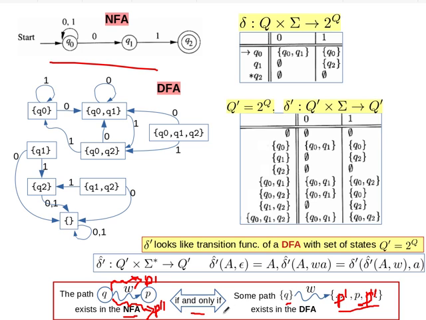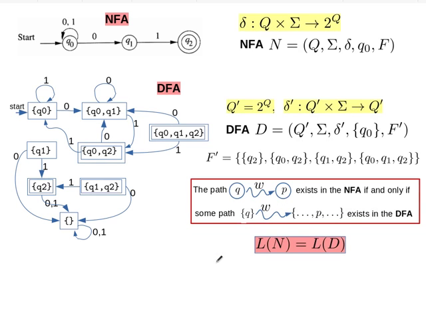So with this you can easily see that we can consider this DFA. So this, as I said, will be the starting state. So this is the DFA that we are defining. This is the starting state, this is the set of states, and this is the transition function.